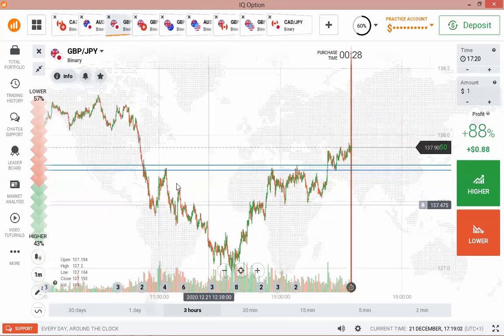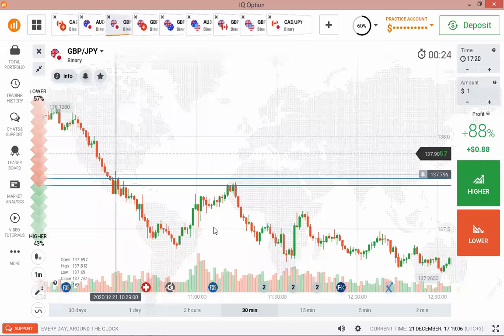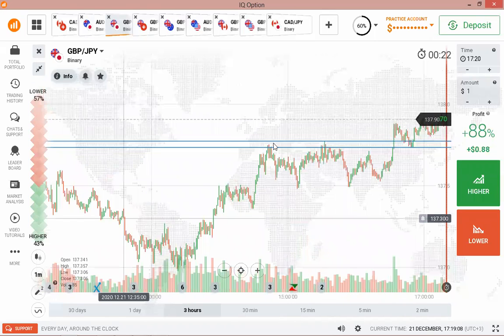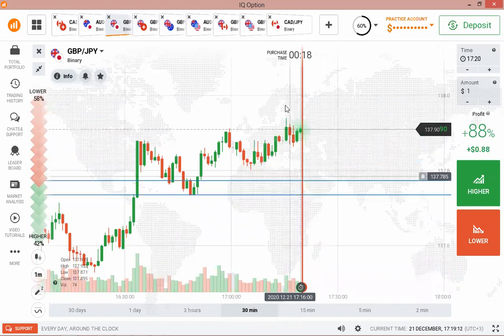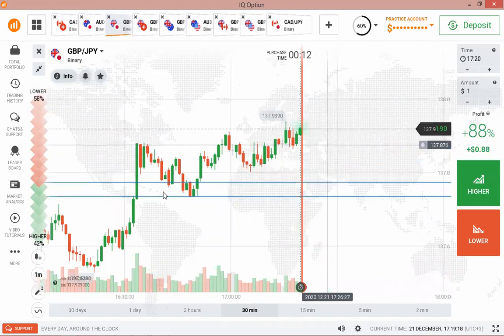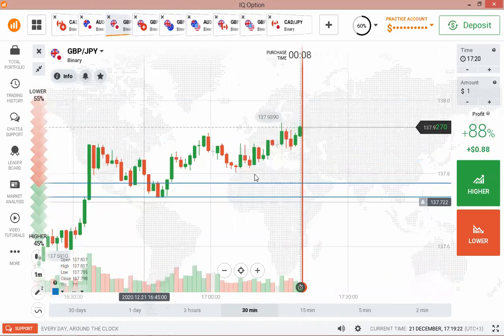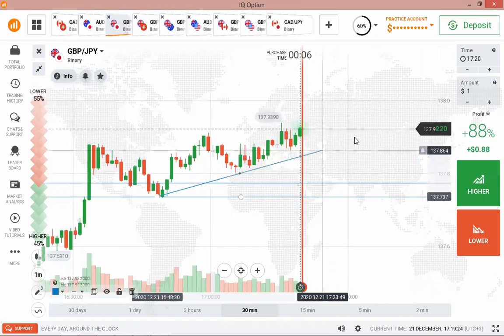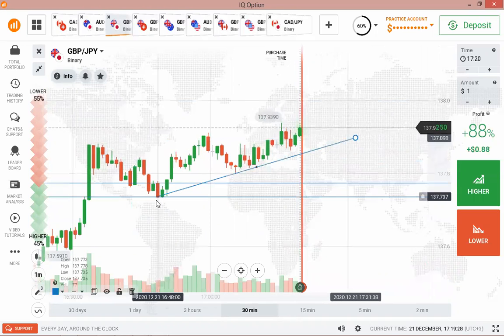You can also confirm from the left side. Rejection, it reversed. Rejection, it reversed. Here also it reversed. The reason why I draw the support is that if the market comes to this level, we should take note that there's a support area here. But currently the market is moving in a trendy form. So this is how we draw the trend line.